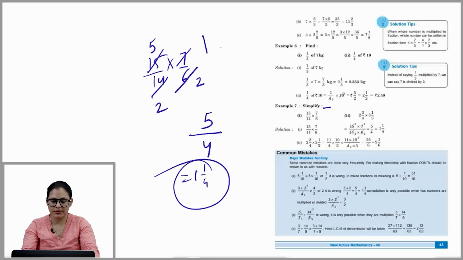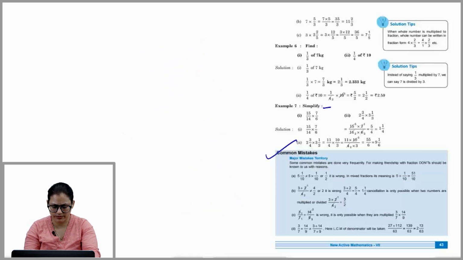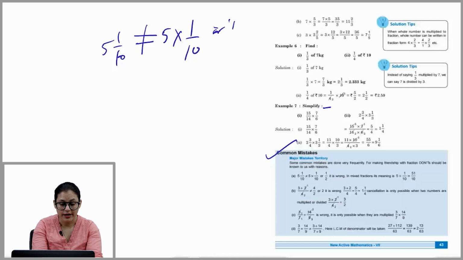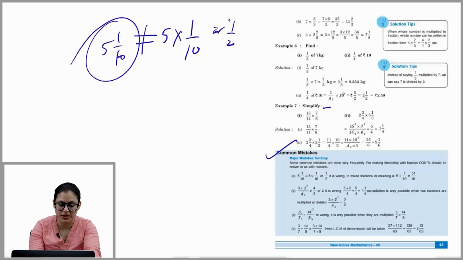Now common mistakes. Major mistake territory. Some common mistakes are made very frequently. For making friendship with fractions, the don'ts should be known to us with reasons. See what is written here, be careful. 5 whole 1 by 10 is not equal to 5 into 1 by 10. This is completely wrong, because in a mixed fraction its meaning is 5 plus 1 by 10. Then we will get 51 by 10.